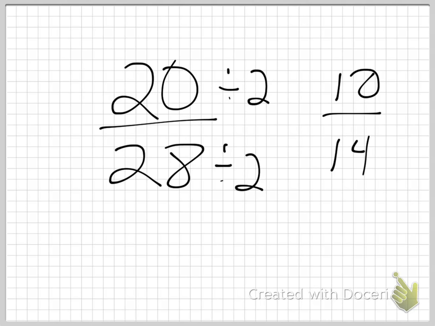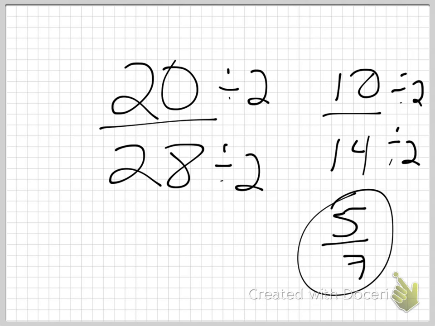The only problem with doing it that way is that now you realize that you may still have more work to do, which you do, right? 10 and 14. What's another common factor of 10 and 14? 2 again. Divide by 2, divide by 2. 5 and 7. Now we're done. There's no more common factors between 5 and 7 other than 1, right? Okay. Try another one.